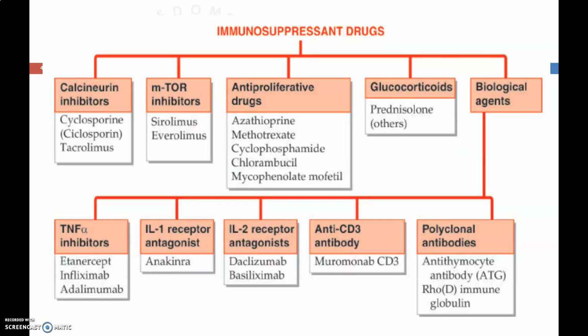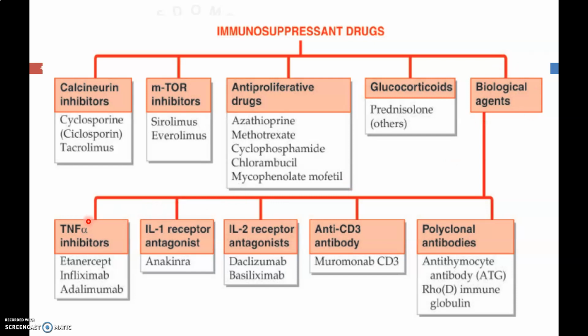Now immunosuppressants are mainly classified into five: calcineurin inhibitors like cyclosporine and tacrolimus, mTOR inhibitors like sirolimus and everolimus, then anti-proliferative drugs or cytotoxic drugs like azathioprine, methotrexate, cyclophosphamide and chlorambucil and mycophenolate mofetil, then glucocorticoids like prednisolone and other glucocorticoids like methylprednisolone, hydrocortisone, etc.